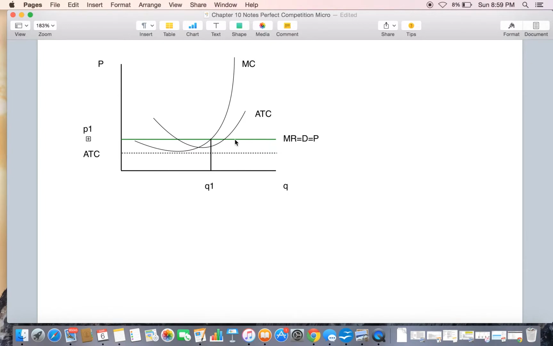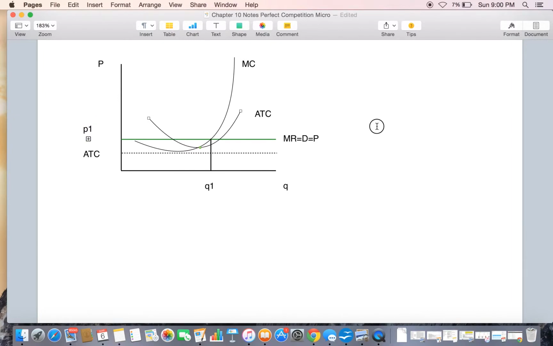Where the marginal revenue curve intersects our increasing marginal cost curve, which is increasing from the short run effects of having at least one fixed variable, we will produce Q1 units at a price of P1. We're going to produce where marginal cost intersects marginal revenue because that is the point which maximizes total profit.